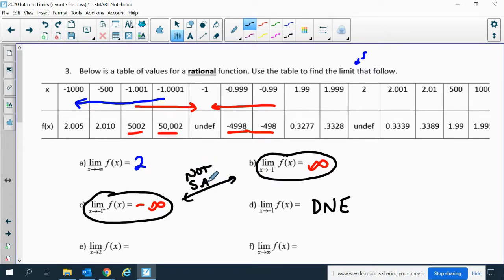If they are the same, then we can say that the limit at that value exists. But since the limit does not approach the same value from the left and the right, we would say that the limit does not exist.